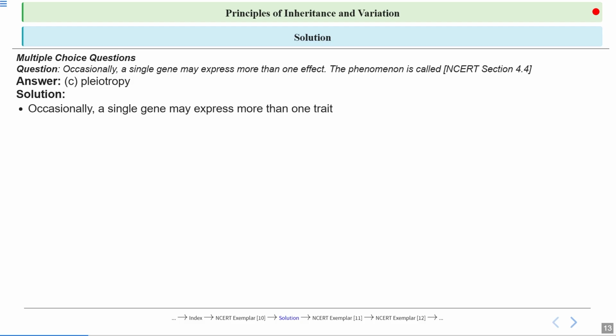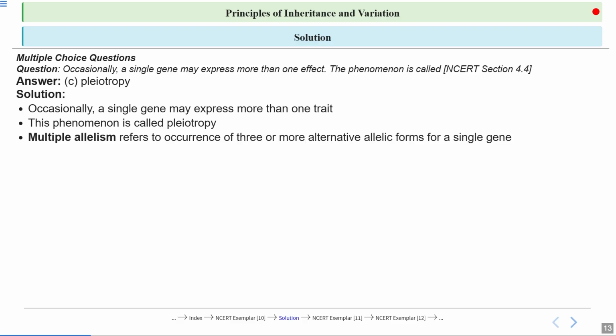Usually one gene controls a single trait only, but occasionally a single gene can control or express more than one trait. So a single gene can affect multiple traits, as in the case of phenylketonuria. This phenomenon is known as pleiotropy. You can explain pleiotropy with the help of phenylketonuria.